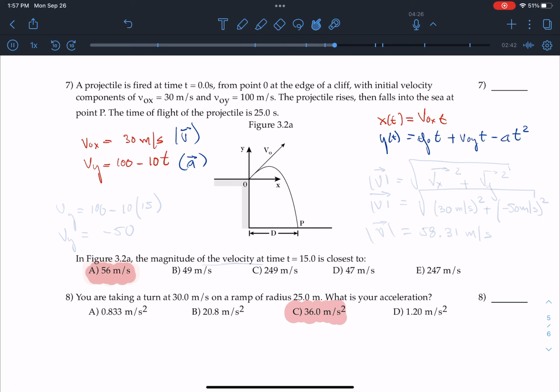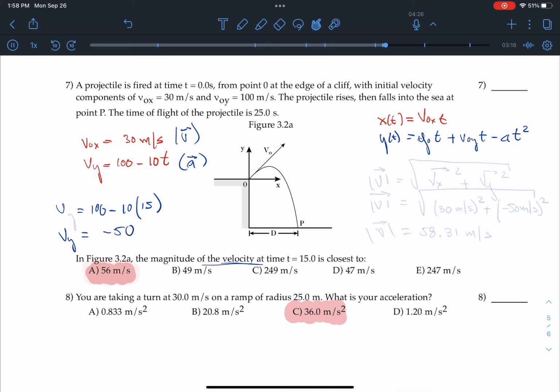We know that on the x direction, the velocity is always going to be constant, but the velocity in the y direction is going to change. So we have 100 minus 10, and we plug in our value of time, which is 15. So the velocity is going to be equal to minus 50.